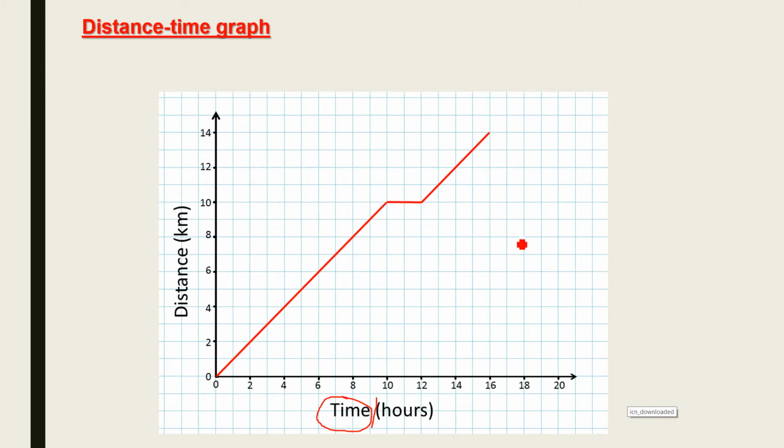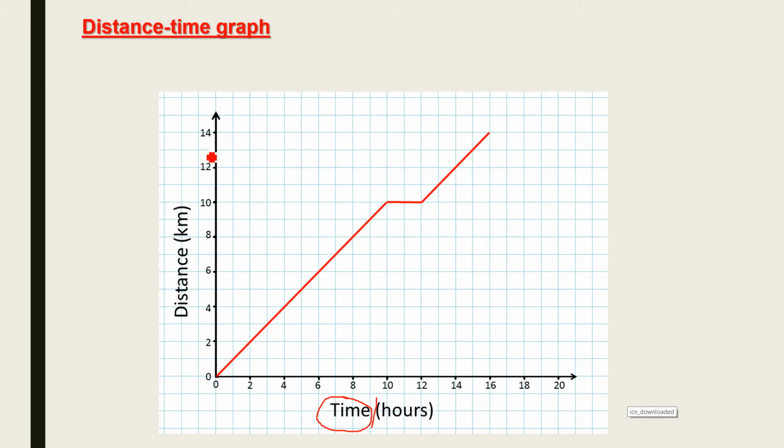Let's say that our graph now is ready and I want to analyze it. I want to check how my car is moving. Is it moving at constant speed? Is it moving with increasing speed? Is it accelerating? Is it decelerating? So when you look at the graph, you will be able to get some information.